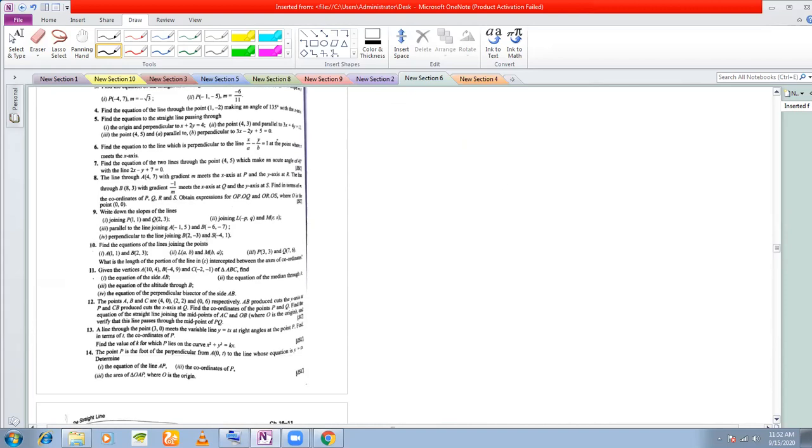So let us start with a very simple problem here. Number 7. Find the equation of two lines through the point (4, 5), which make an angle of 45 degrees with the line 2x minus y plus 7 is equal to 0. So what is the given equation of the line? The given equation is 2x minus y plus 7 is equal to 0.